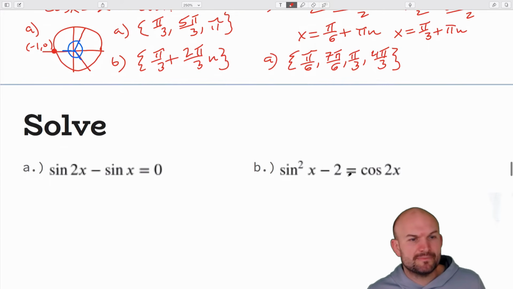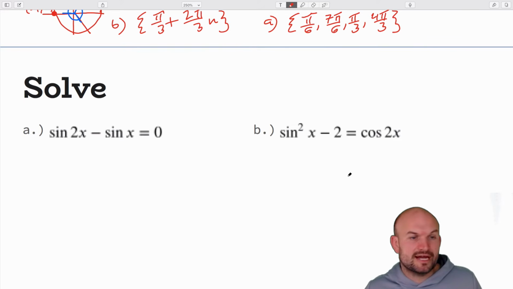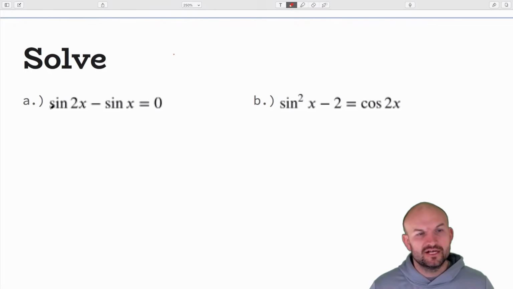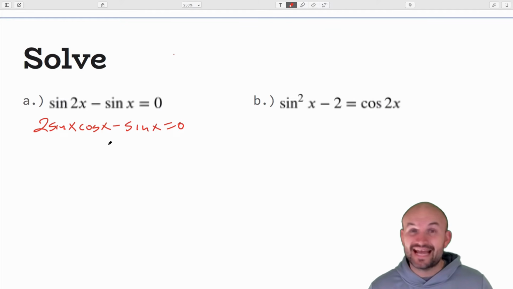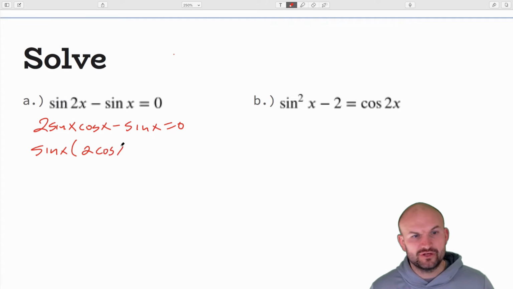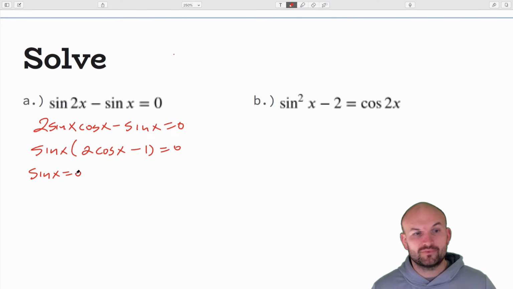All right. And then we just add a couple more equations to kind of work through. So let's go and get started there. In this first case, you can see I can rewrite this as 2 sine of x times the cosine of x minus the sine of x equals 0. And now I can factor out a sine of x. That's going to leave me with 2 cosine of x minus 1 equals 0. Now I have a product equal to 0, and I can apply the zero product property.